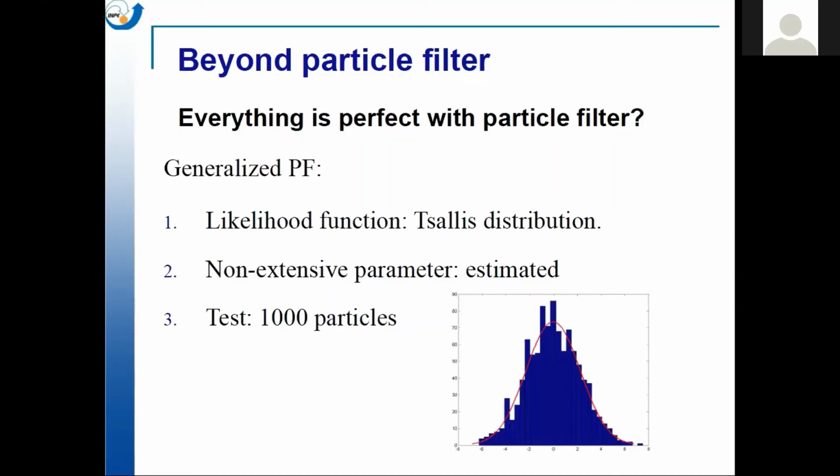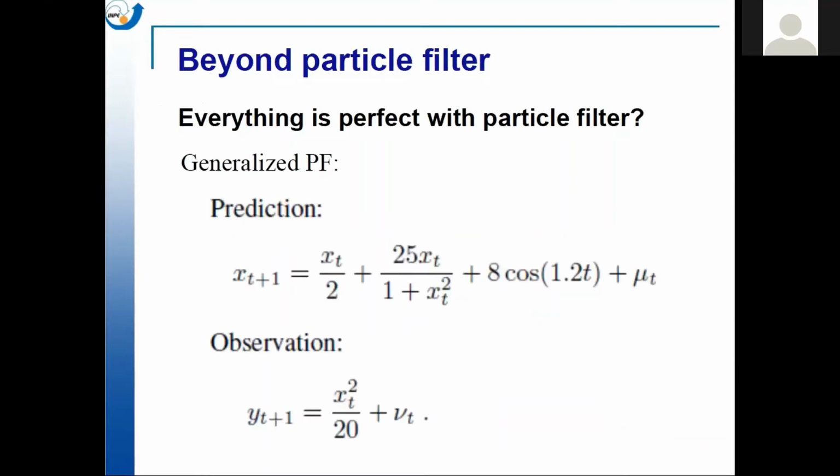You are going to test this with 2,000 particles. Okay, this is our prediction model. This mu t here represents the noise associated with the model and the observation system.